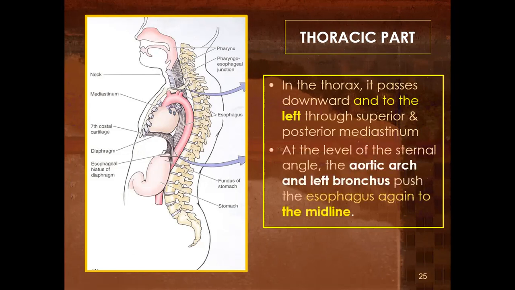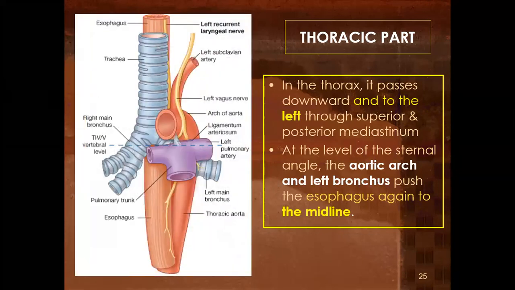At the level of the sternal angle, the aortic arch and the left bronchus push the esophagus again to the midline. It will be deviated towards the left side, then at the sternal angle, it comes back to the midline. So here you can see the esophagus, the trachea is in the front, these are the tracheal rings, and behind that is the esophagus, and here is the recurrent laryngeal left, and here will be the right. Okay, so it is running behind the trachea. Then here you can see the arching of the aorta, the tracheal bifurcation as well as the arching of the aorta. And here is the esophagus running downwards.